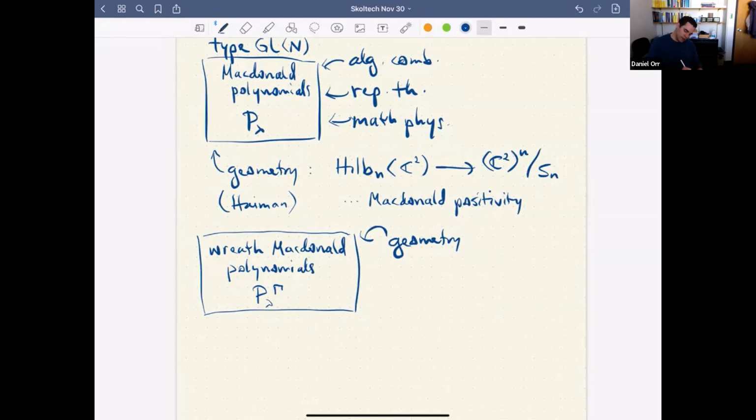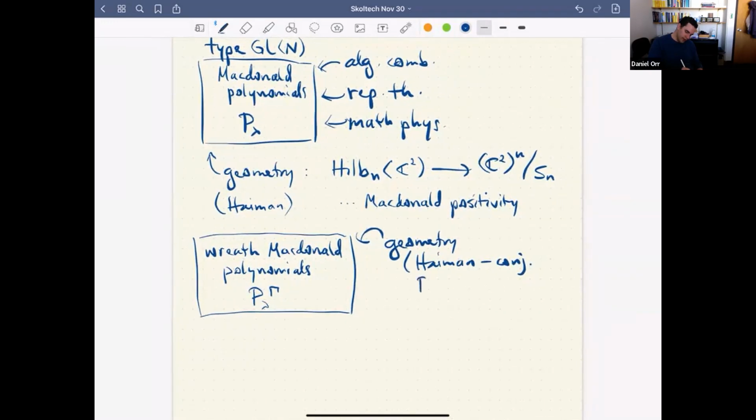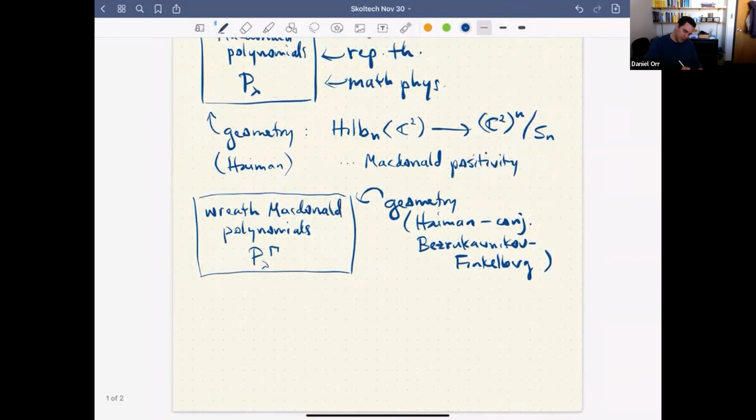But let me say what the geometry is. So this is also due to Haiman conjecturally, and then the foundational result is by Bezrukavnikov, Finkelberg, and Mirkovic, who proved Haiman's conjecture on these. So what's the setup here? You have gamma in SL2C. Haiman actually conjectured something more general. Haiman made a conjecture for any finite subgroup, but I'll take this a cyclic subgroup for most of what I say.